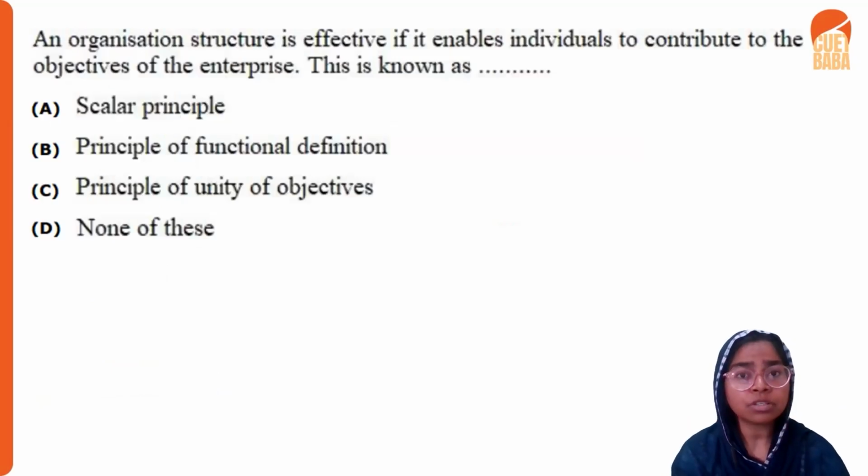An organizational structure is effective if it enables individuals to contribute to the objectives of the enterprise. This is known as scalar principle? No. Principle of functional definition, principle of unity of objectives. If we say organization, it is talking about organization structure. Yes, if it enables individuals to contribute to the objective of the enterprise, the correct answer should be the principle of unity of objectives.